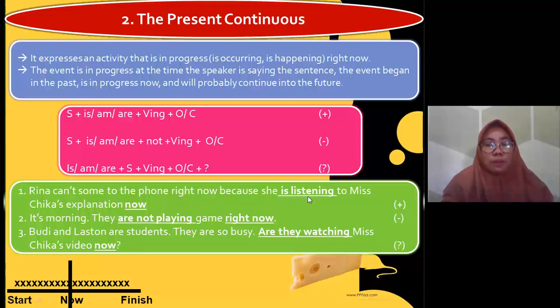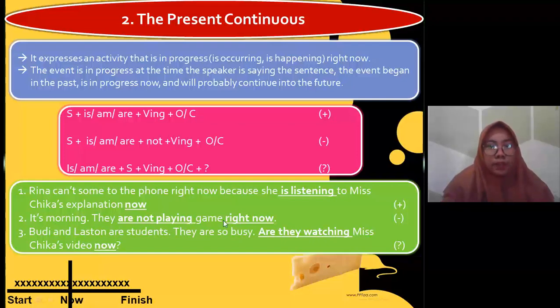We can see from the sentence by using verb ing plus to be and present time here. So we can say that this sentence applies to the present continuous tense. Okay? The next one. It's morning.